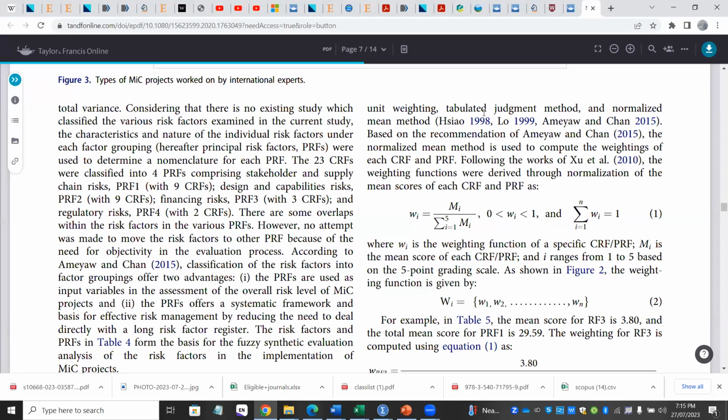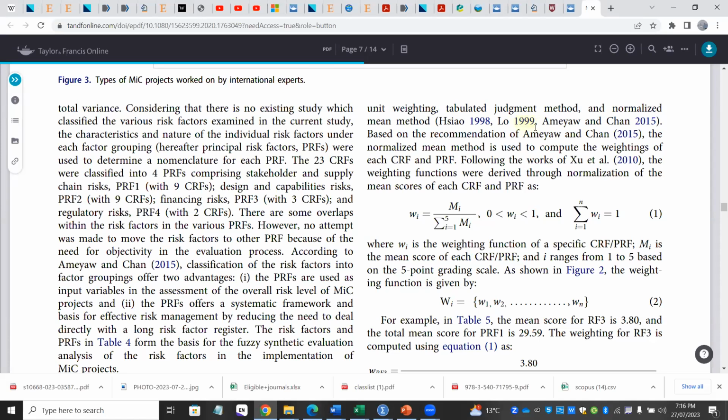So that's what we are using for ours. But if you read another paper and the paper has used AHP scores, or the outcome of an AHP, or an outcome of a tabulated judgment method, or an outcome of a unit weighting, or an outcome of any of the methods I've mentioned, don't be surprised.